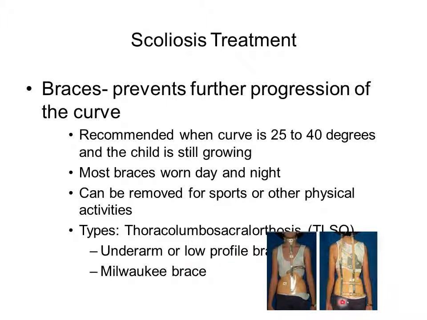And so this one on this side is actually the Milwaukee brace, and it's a full torso. You see that it goes up to the neck even, and then has a flat bar to give it that rigidity and stability, and to try and keep that spine nice and straight. So a little bit more complex than, say, an underarm or low profile brace.